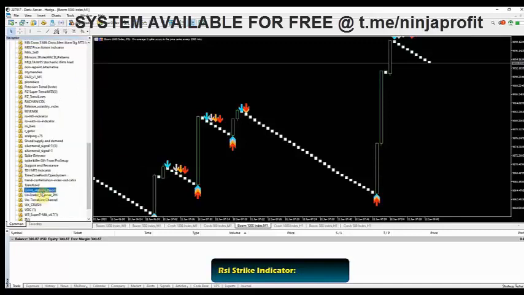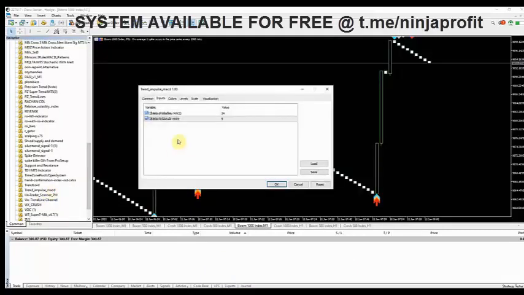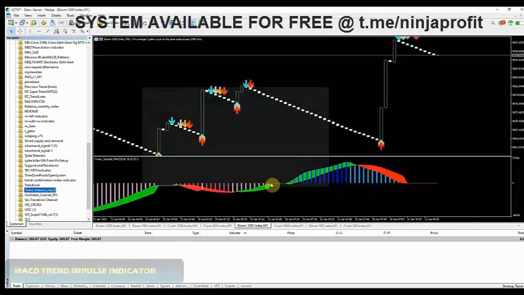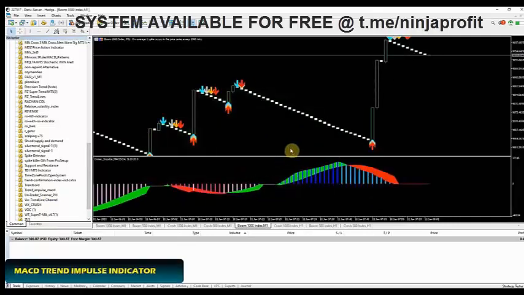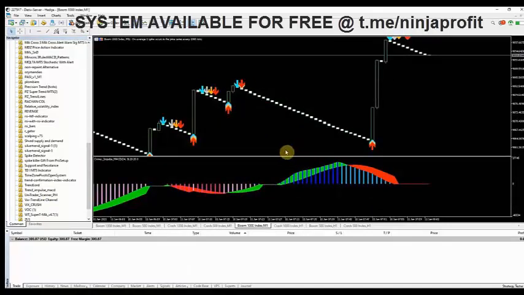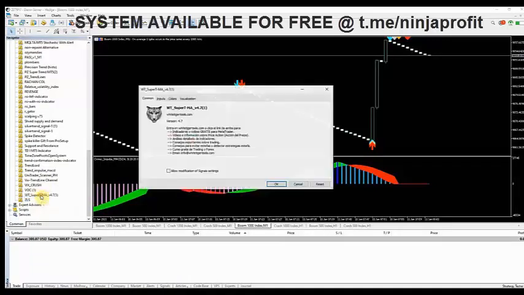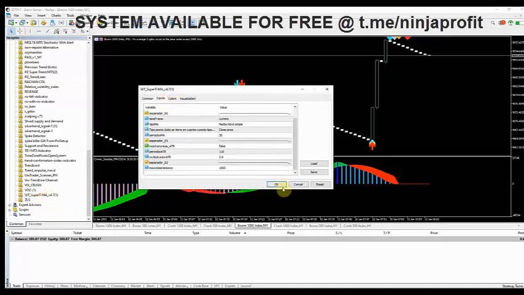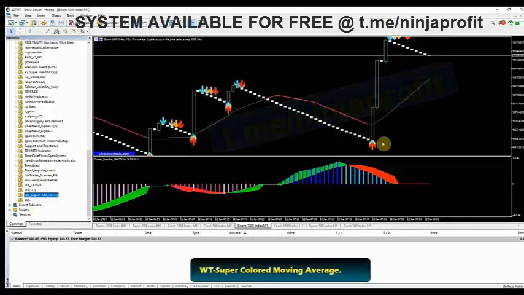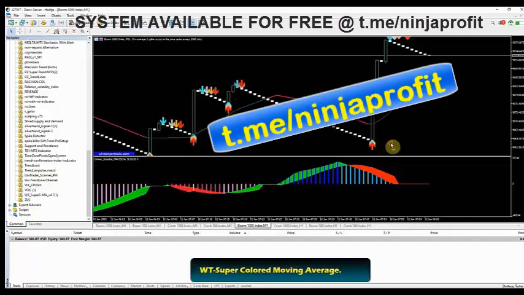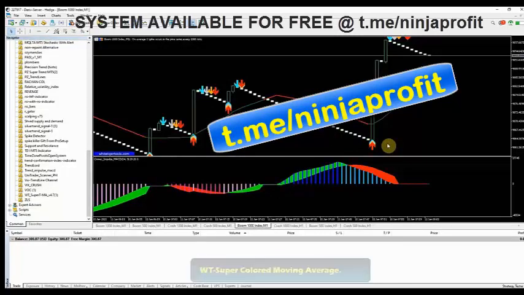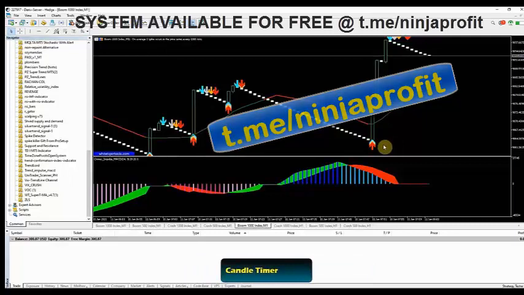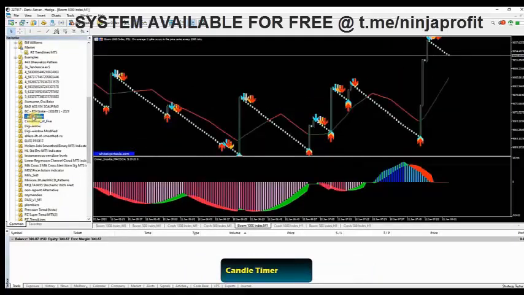Add the other extra indicators to help you in your technical analysis. Add the trend impulse indicator, it helps you determine the strength, direction, and duration of a trend. Add the WT supercolored moving average, it provides for an opportunity to detect various peculiarities and patterns in price dynamics, which are invisible to the naked eye. On top of that, it also helps to smooth out price action by filtering out the noise from random price fluctuations. Add the candle timer to keep watch on the candle expiry time.